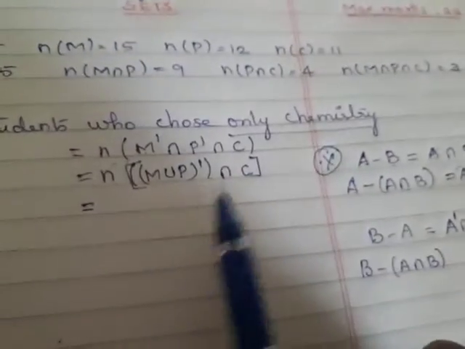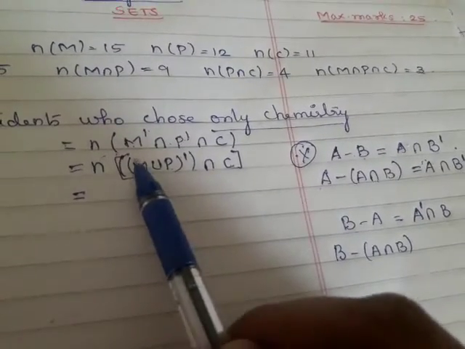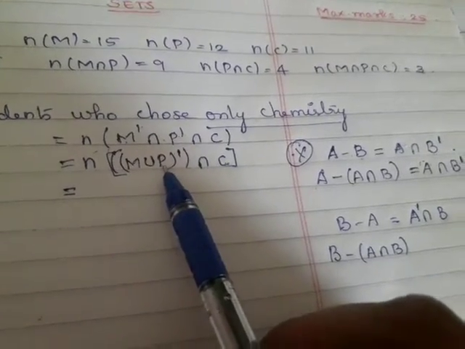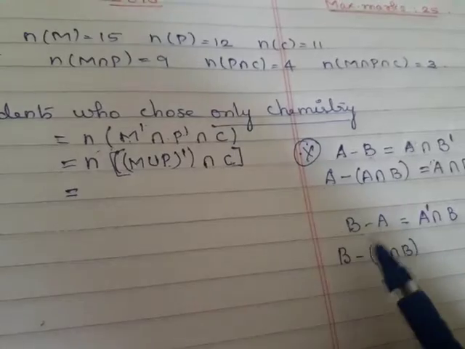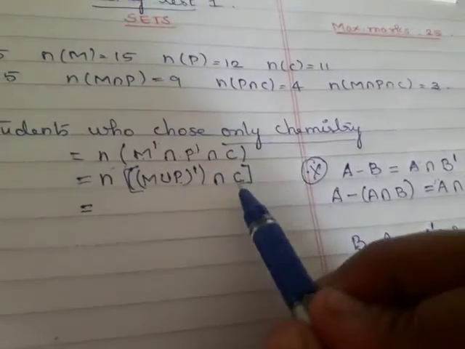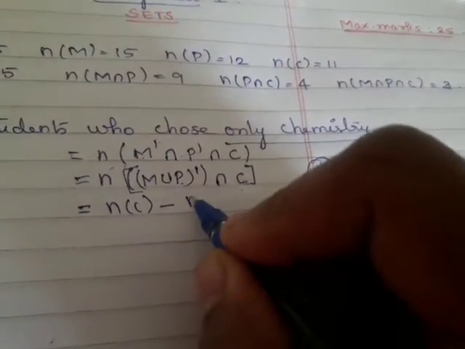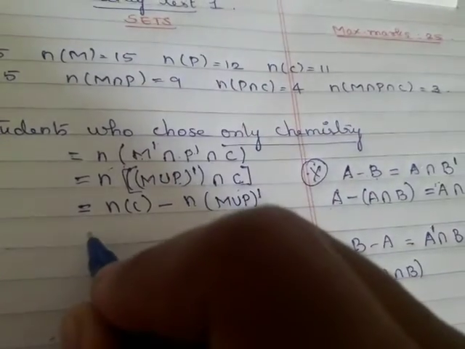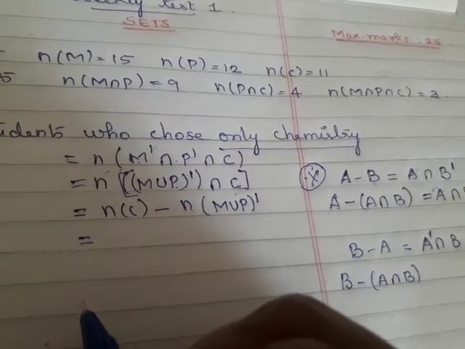So now here we are going to write. Now what is the first set here? M union P is your first set, because that is what has the whole dash, A dash. So M union P is your first set and C is your second set. So when you are writing, you have to write the second set first. So write n of C minus your first set. What is your first set? n of M union P the whole dash, right? n of M union P the whole dash.